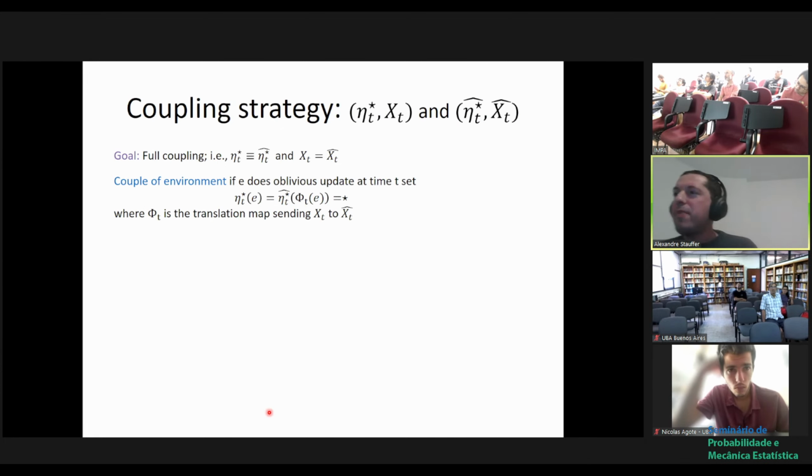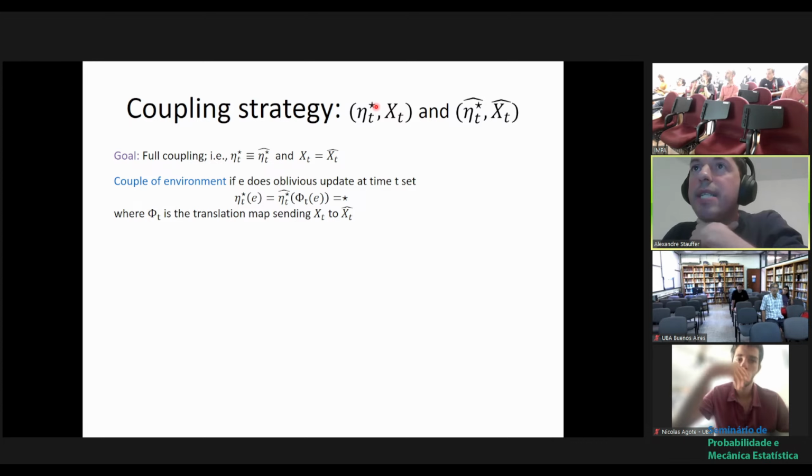So now I'm at a good point to start describing how the proof goes, and it's just a coupling. We have two copies of the system. We have a copy of environment plus walker, and I put a star here to highlight that this is the enlarged environment where I have the star for oblivious updates.